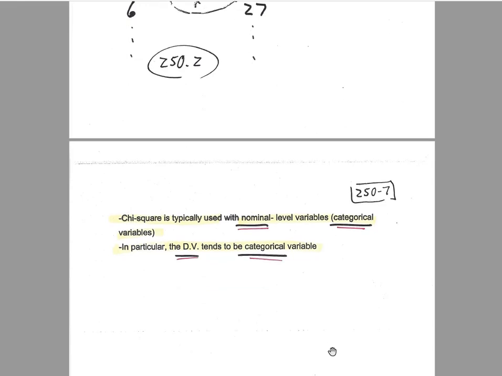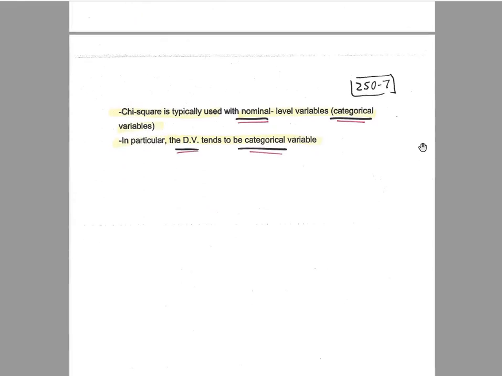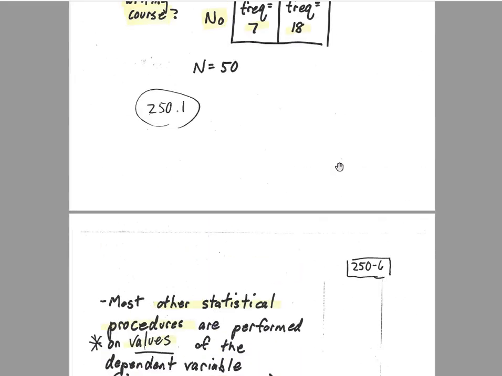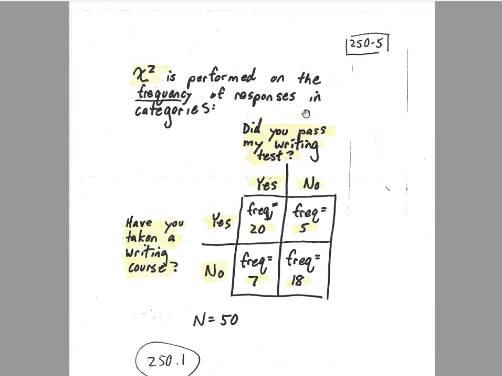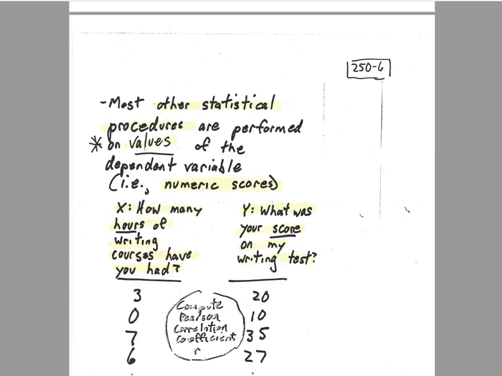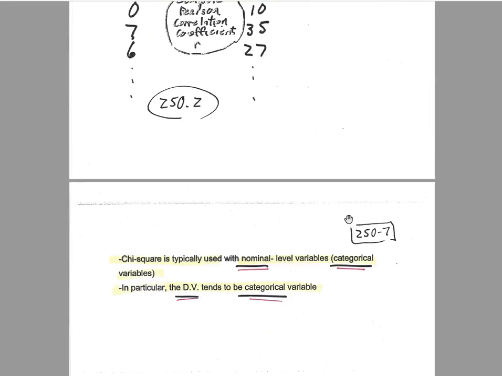We move on, and page 250-7, I just kind of put into other words what I've just said. Chi-square is typically used with nominal level variables, that is, categorical variables. In particular, the dependent variable is likely to be a categorical variable, and that was the case with my fictitious scenario here. Dependent variable, did you pass the writing test? You're either in this category or you're in that category. That is the kind of scenario where we'll probably analyze the data with chi-square or some other nonparametric statistic.